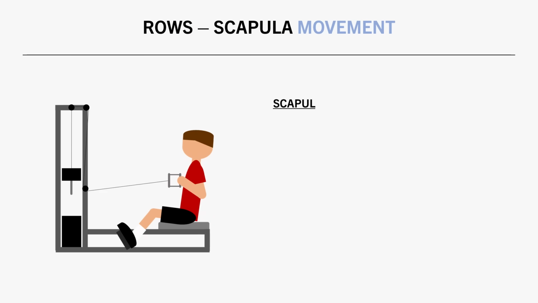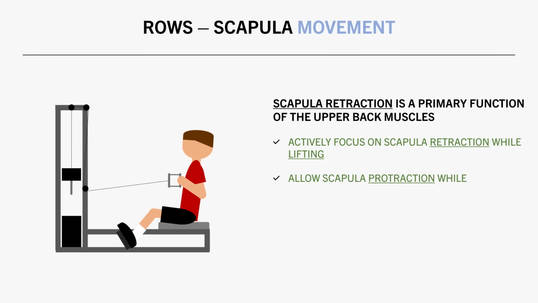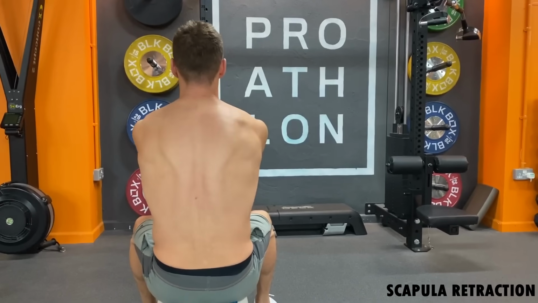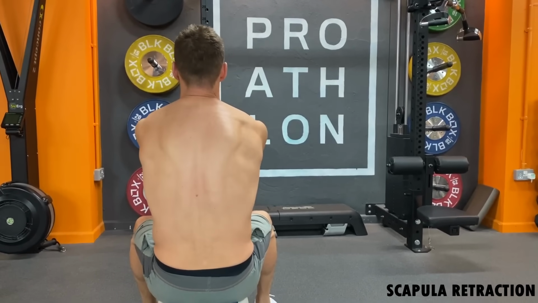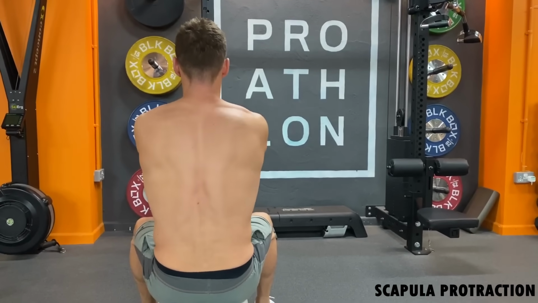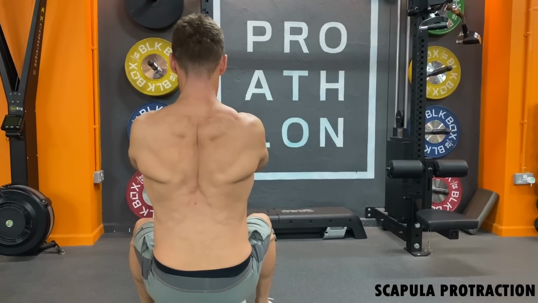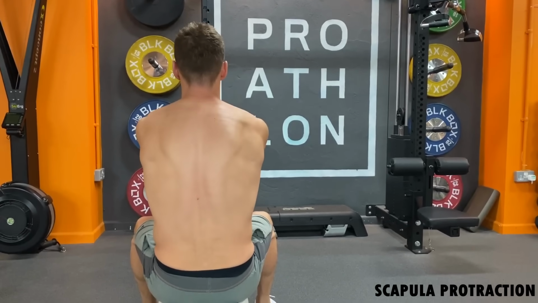As discussed, scapular retraction is one of the primary roles of the upper back muscles. So when we perform a row, we probably want to actively focus on squeezing our shoulder blades back and together. And when lowering the weight, we should then allow the shoulder blades to protract or round forward to maximally stretch the upper back muscles. To retract your scapula, think about trying to pinch a pencil between your shoulder blades and push your chest out. To protract your shoulder blades, think about allowing your shoulders to round forward without flexing your spine or moving at the hips, feeling the stretch in the muscles between your shoulder blades.